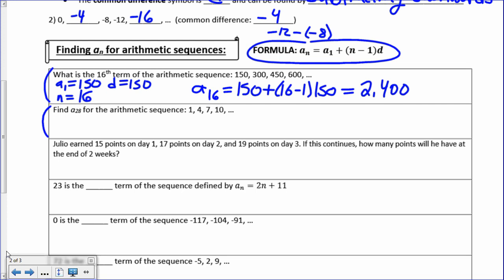Like what? A1 is 1. Okay, the first term is 1. N is 28. Where did you get that? You look at the thing and say a sub 28. Yeah, a sub 28. What am I looking for? Your distance that you're going.